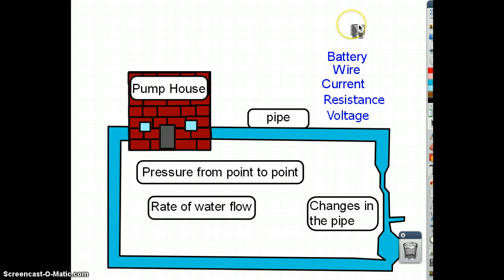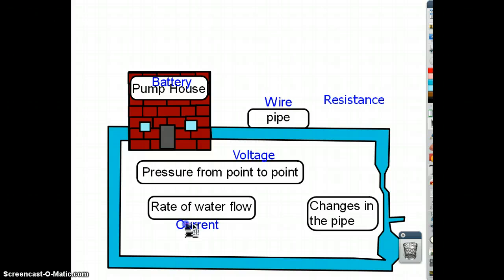Now, let's make a comparison between an electric circuit and a municipal water supply. And I know this isn't a perfect comparison, but it's helpful, I think. The pump house, that's what supplies the water push, right? So your battery is equivalent to the pump house. The battery supplies pressure from point to point, the voltage. The pipe itself we can call the wire. Current would be the rate of flow through the pipes, and the resistance is changes in the piping.